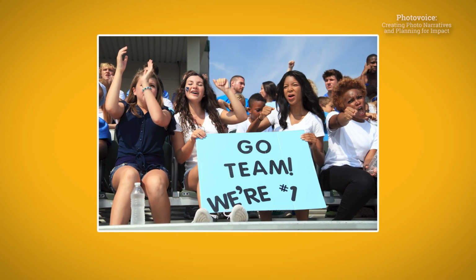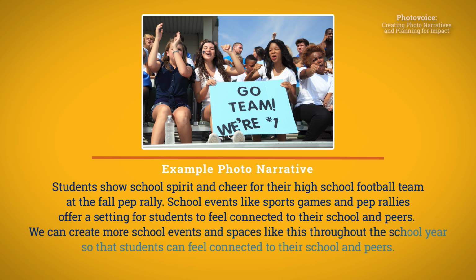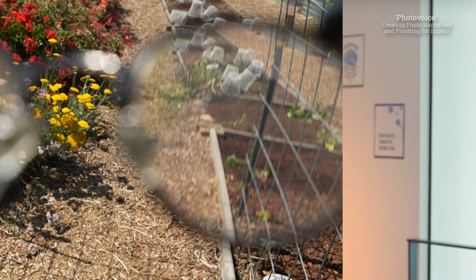Here's one example of a photo narrative for this image that reads, "Students show school spirit and cheer for their high school football team at the fall pep rally. School events like sports games and pep rallies offer a setting for students to feel connected to their school and peers." We can create more school events and spaces like this throughout the school year so that students can feel connected to their school and peers. This photo narrative, or caption, is clear and concise and delivers a message to an audience of students and staff about school connectedness.